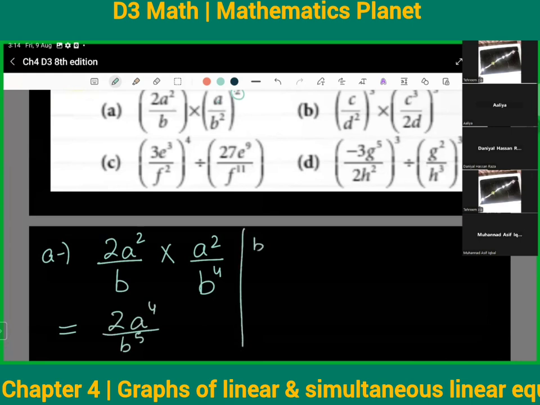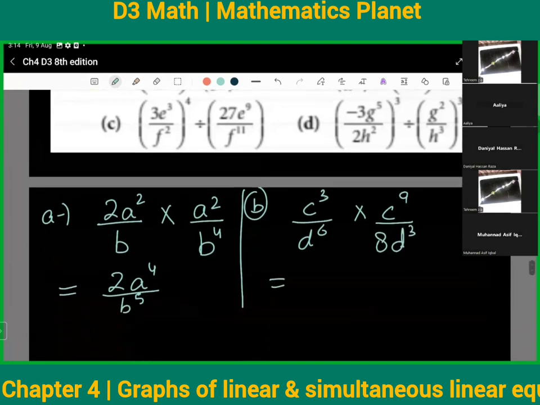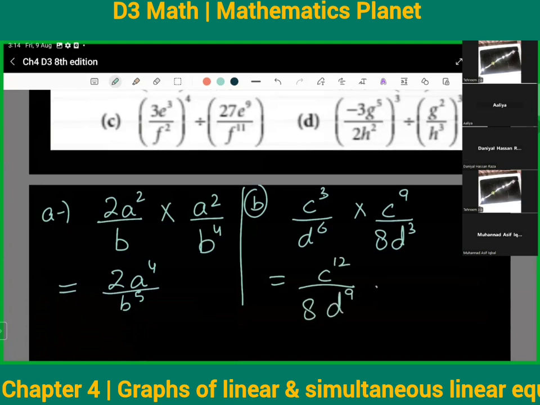B part. Now we can write c³d to the power 6. I'm directly doing the first step. c³d to the power 6 multiplied by c⁹, 2 cubed is 8, and d³. Okay. So in the numerator, 3 plus 9 will be 12. In the denominator, 6 plus 3 will be 9.